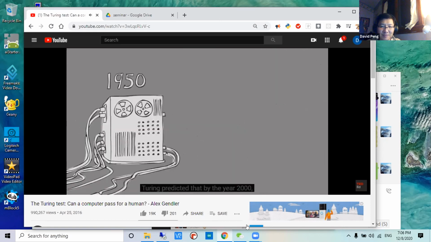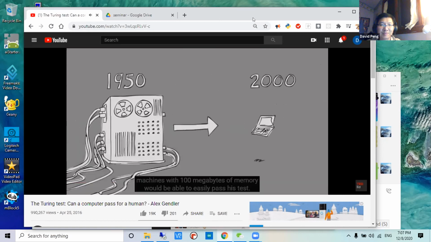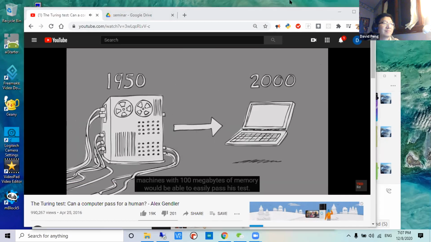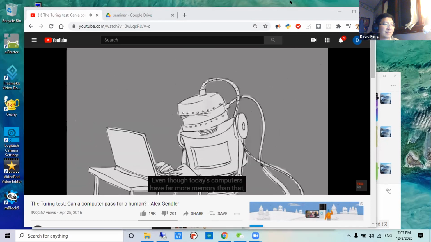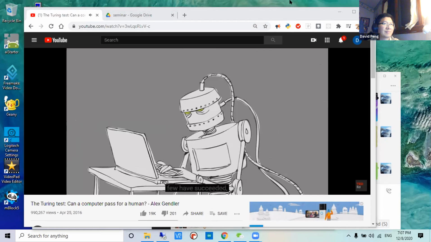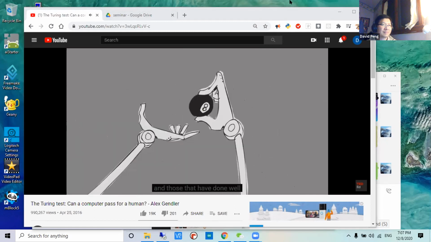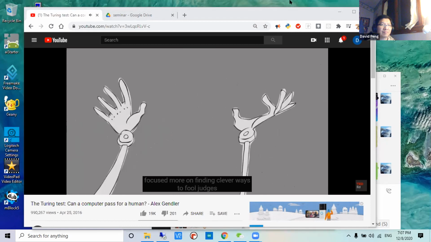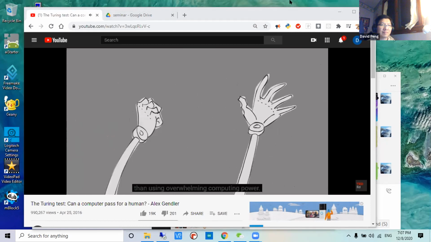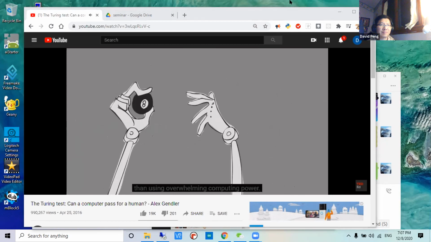Turing predicted that by the year 2000, machines with 100 megabytes of memory would be able to easily pass his test. But he may have jumped the gun. Even though today's computers have far more memory than that, few have succeeded, and those that have done well focus more on finding clever ways to fool judges than using overwhelming computing power.